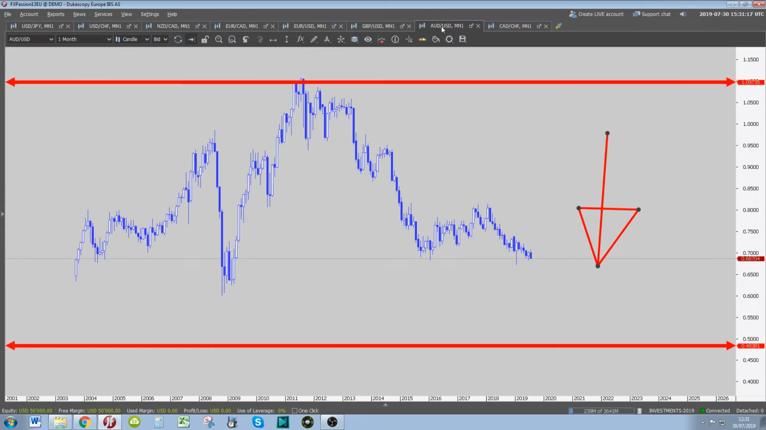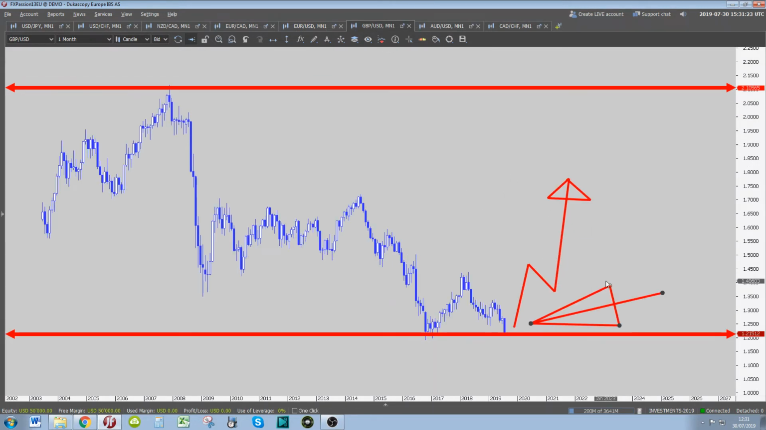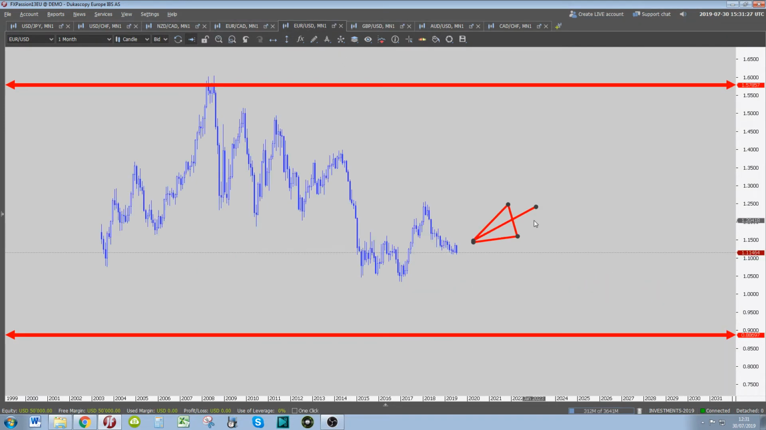So AUD USD long-term short, GBP USD stay out because of Brexit, EUR USD short.